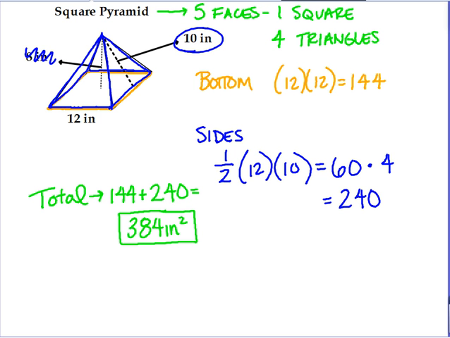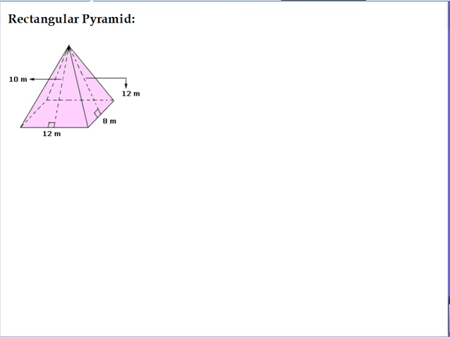Okay, so again, even though you're dealing with pyramids, you are just adding up all the sides. Figure out what the sides are and then add them up. Now the rectangular pyramid is going to be very much the same. This still has 5 faces.